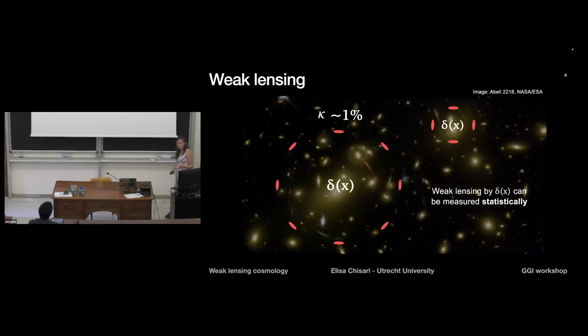These distortions are very small, roughly percent level, so you need to catch them statistically, which means that you want to have as many galaxies as you can in your survey in order to catch these 1% distortions. This is why we make the compromise of getting photometric redshifts instead of spectroscopic redshifts, because we don't have enough galaxies if we try to get spectra for all of them.